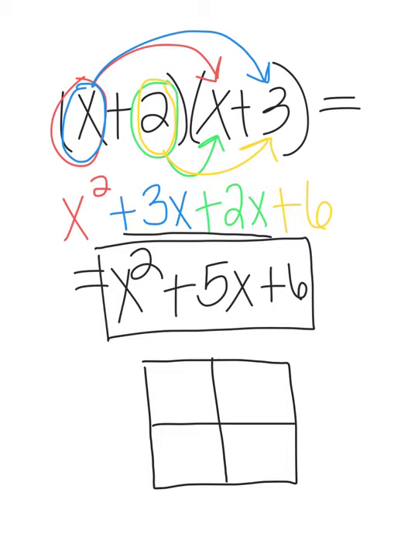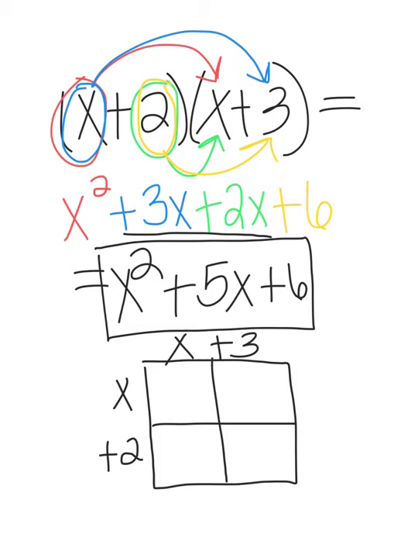So let's start with the x plus 2. I'm going to put each term outside of each box. So x plus 2 I put along the length, and then I'm going to put x plus 3 along the width. And I could have switched those. I could have put x plus 3 along the length and then x plus 2 along the width, and you would still get the same answer. So now I'm just going to multiply each column by each row.